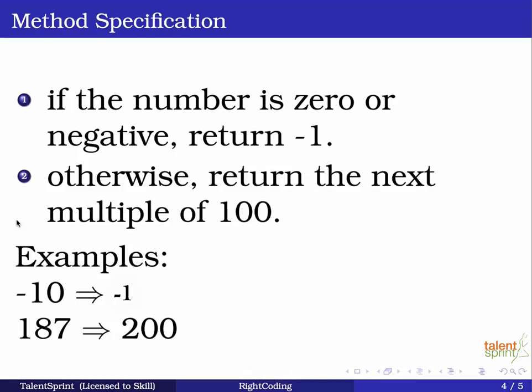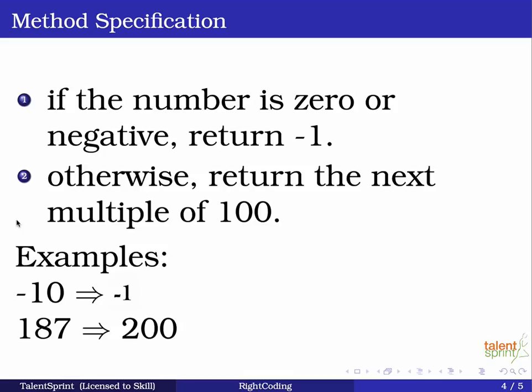Here we have said, if the number is 0 or negative, the method should return -1. Otherwise, it should return the next multiple of 100. For example, if the parameter to the method is -10, it should return -1. If the parameter to the method is 187, it should return 200.